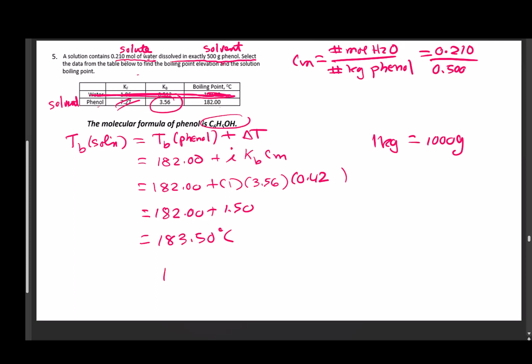And I would accept that as an answer, because you're probably not going to have a thermometer that goes to 2 decimal places. Okay? I could have had you compute freezing point as well.